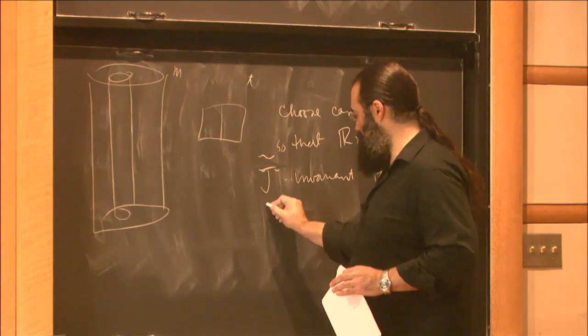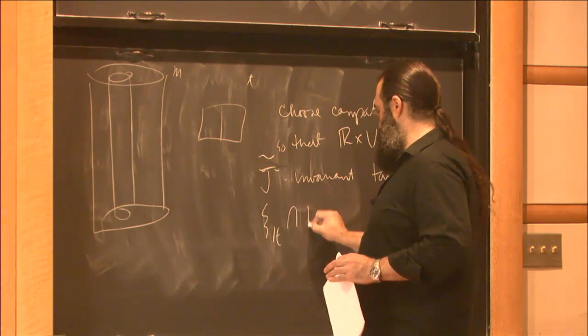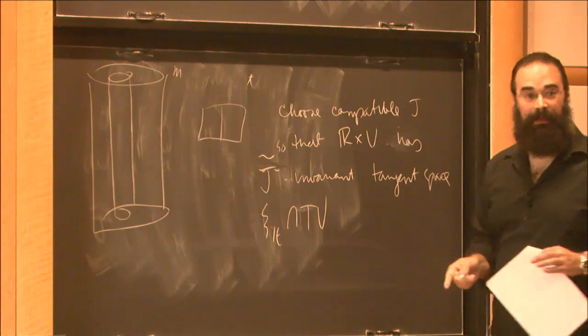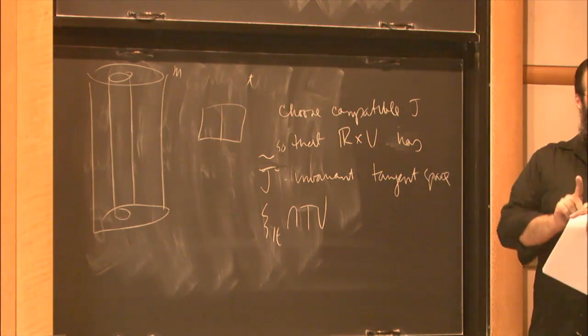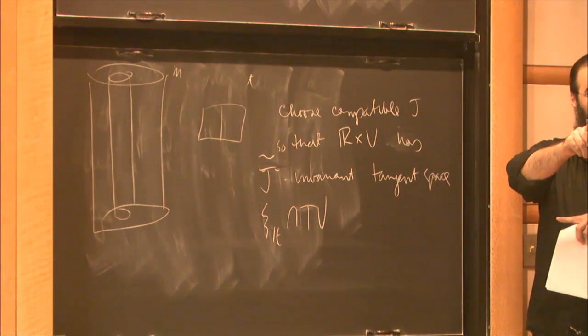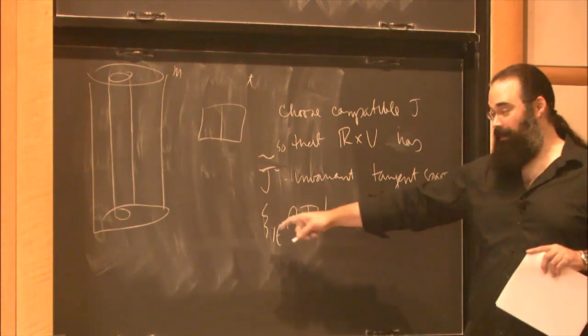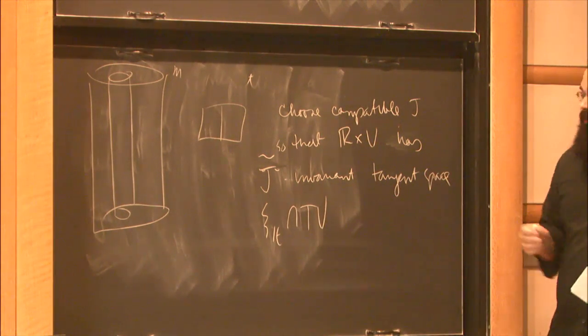Okay, we would just look at the intersection of the hyperplane distribution with the tangent space to V and pick it there, and then pick it also on the symplectic normal bundle within that hyperplane distribution. So this can always be arranged.